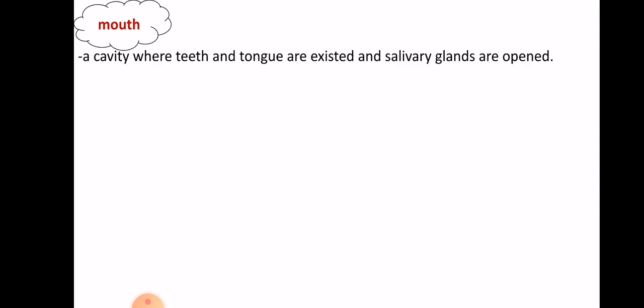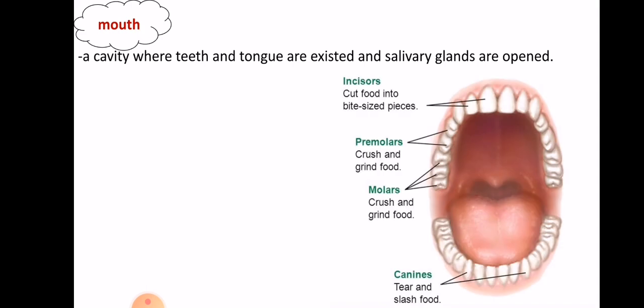Okay, what is the meaning of mouth, or what is the function of the mouth? The mouth is the cavity where the teeth and tongue exist and the salivary glands open. So the mouth consists of teeth, tongue and salivary glands. We will discuss the function of these three parts, which are the tongue, salivary glands and the teeth. Let's start with the teeth.